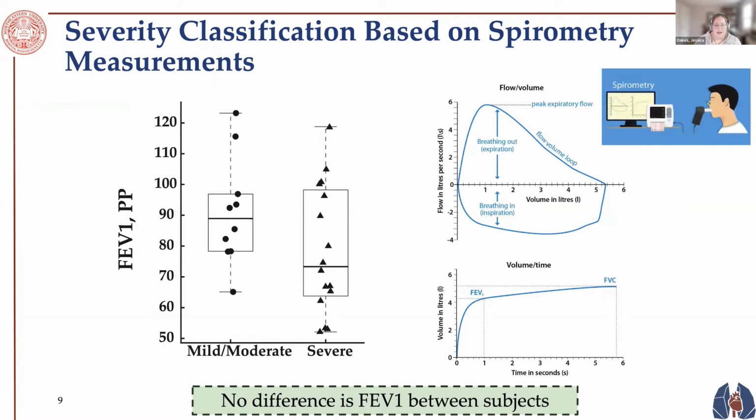The first thing we looked at is the clinical measure that's done. This measure is done to help diagnose asthma as well as look at the progression of asthma. And we see for our severe and mild moderate, there really isn't any difference in FEV1, even though this is the measure that's used routinely in the clinic.